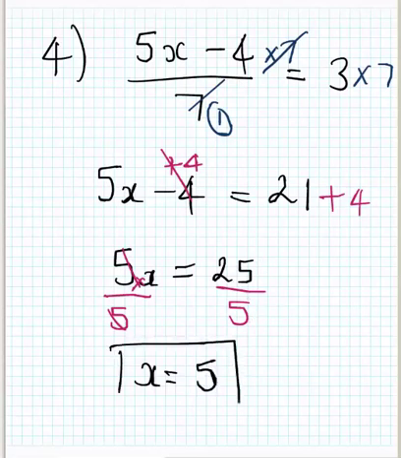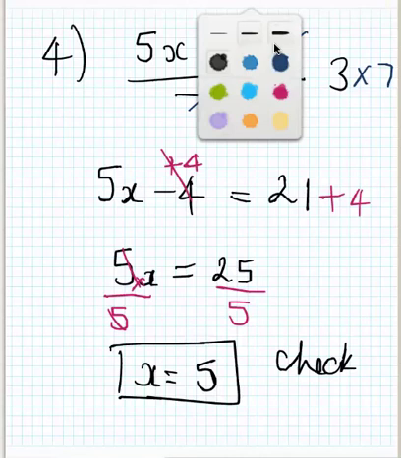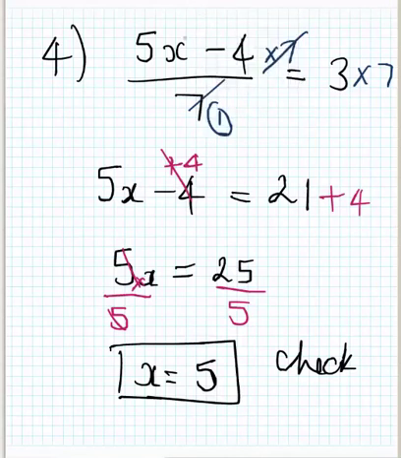And that's our answer. And let's now check and verify if our answer is correct. So if x is 5, let's use substitution. If x is 5, so we would have 5 times 5, which is 25, and then 25 minus 4 is 21, and 21 divided by this 7 gives us 3. So yes, our answer is correct.